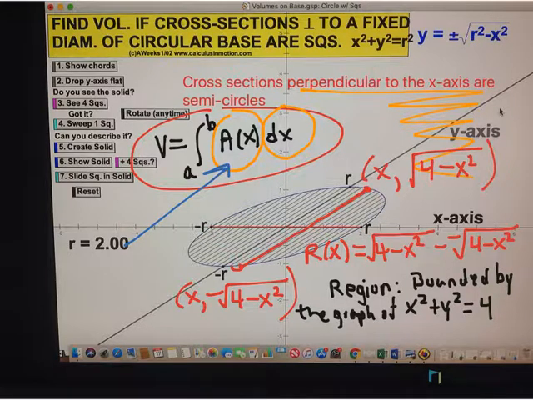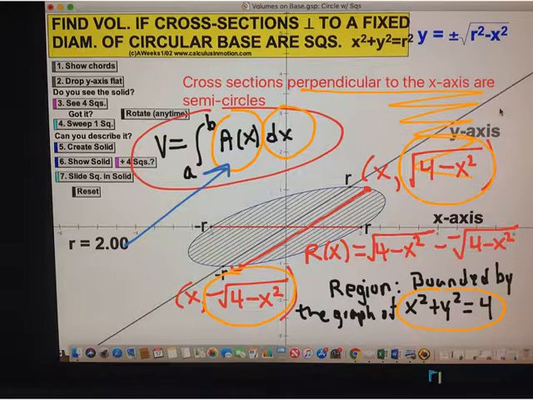So we began with finding the length of an arbitrary vertical line segment between the top and the bottom halves of our circle, and we were able to do that by solving our equation for the circle for y. The equation for the top half of the circle would be the positive square root of 4 minus x squared, and the bottom half of the circle, negative square root of 4 minus x squared.